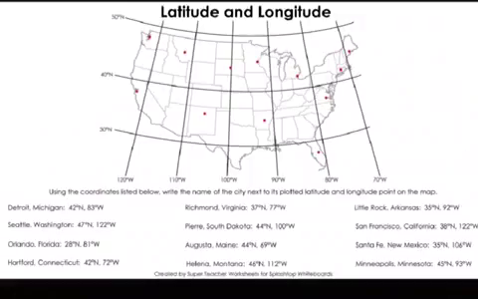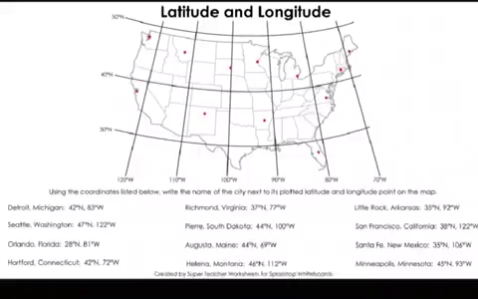Okay, class. What I'm going to do next is show you how to find absolute location using latitude and longitude lines. The lines you see here moving east to west are the latitude. The lines going north to south are the lines of longitude. Down here we have a list of cities of the United States with specific coordinates of latitude and longitude. The latitude is the first number you see there. The second one is the longitude.